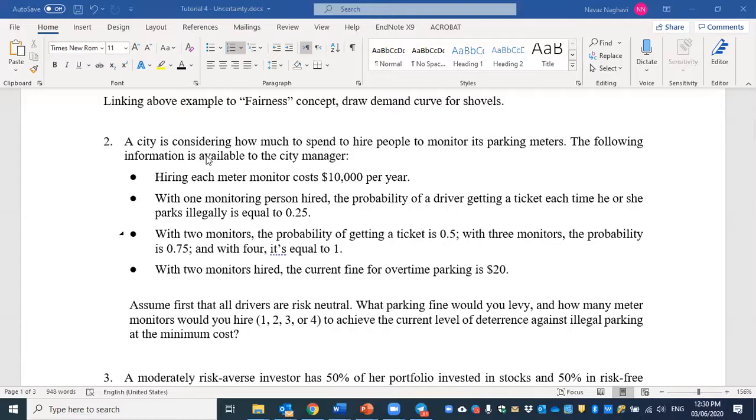Now, what is the question? The question is that they want to know how many of these meter monitors they need, because they want to control the parking situation in a city. So that's why they need to know how much they have to invest. These four bullet points are given information to you. First is saying that hiring each meter monitor costs 10,000 per year. So this is the cost.